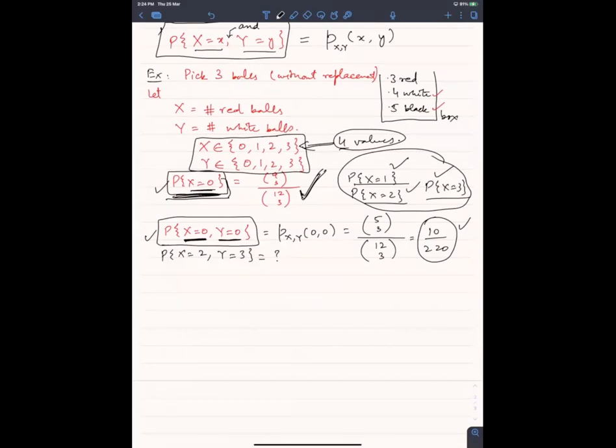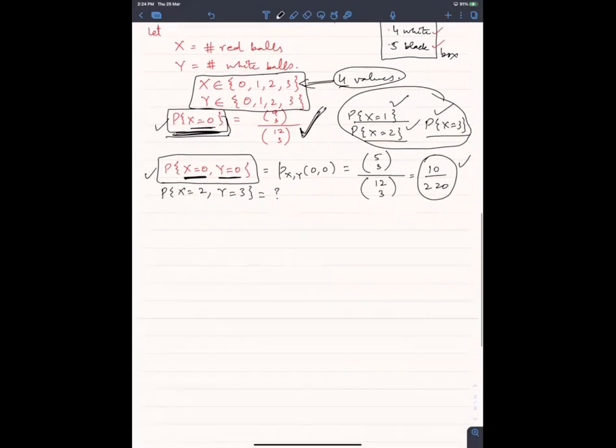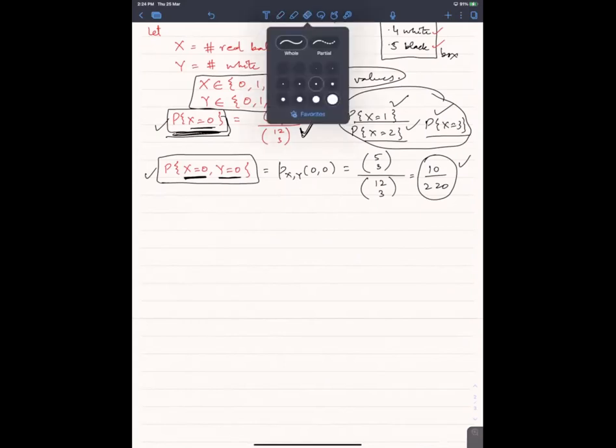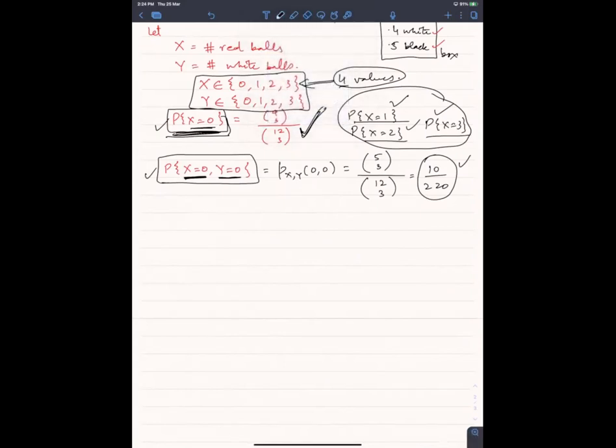क्योंकि x can take value 0 1 2 3. For each of those values of x, y can take values 0 1 2 3. So the best way of describing this, the best way of writing it down is to draw this kind of a table.